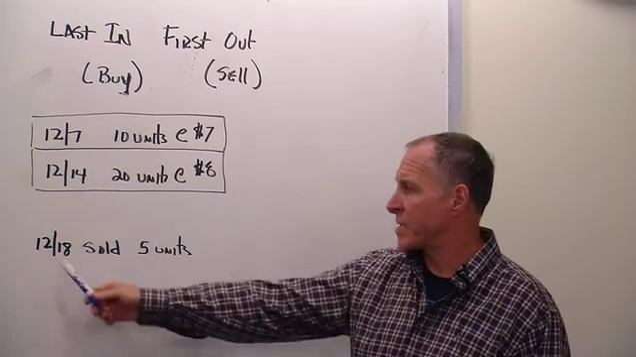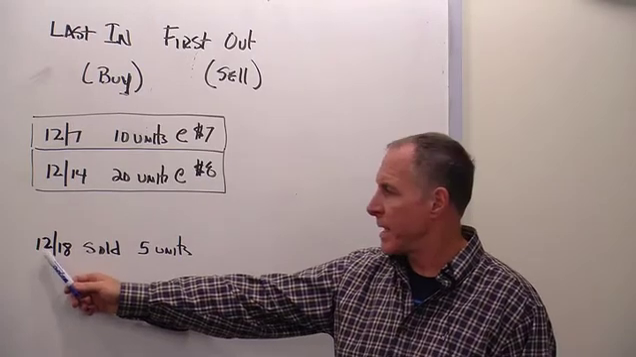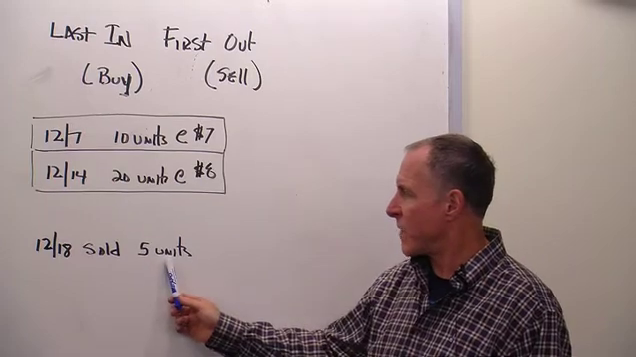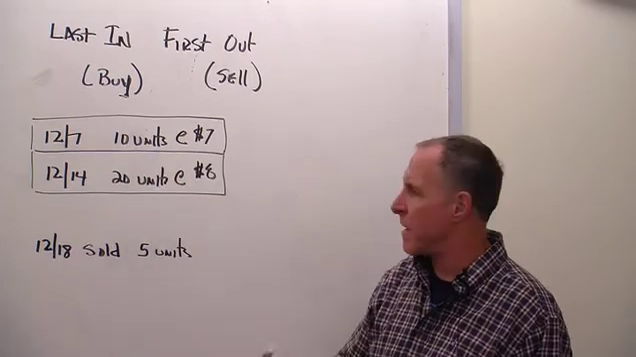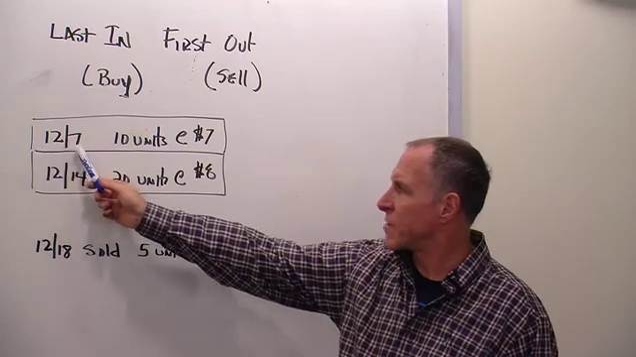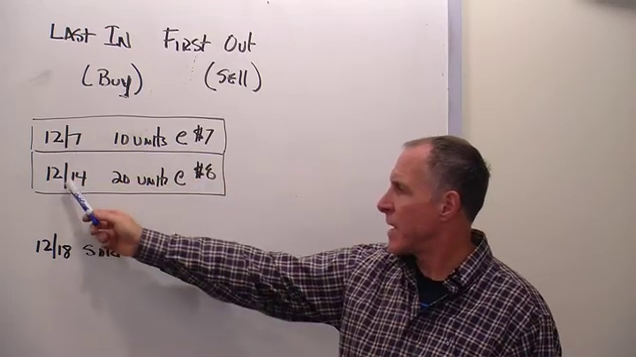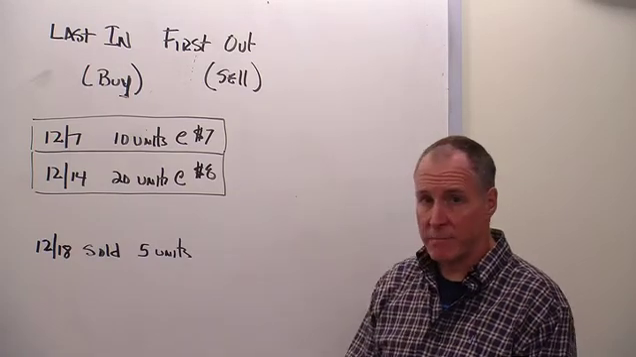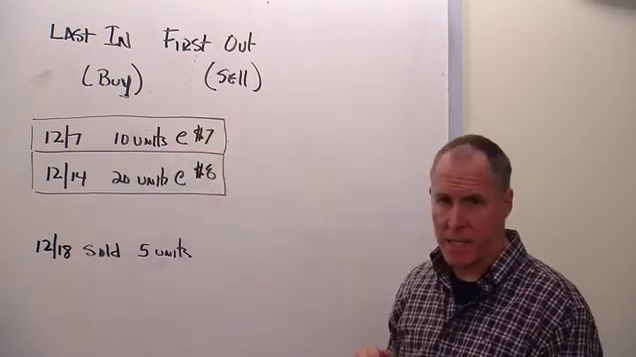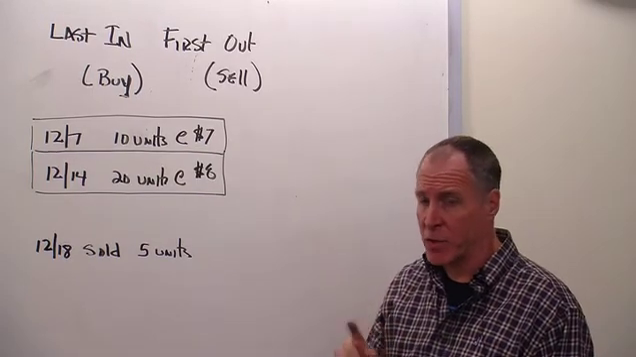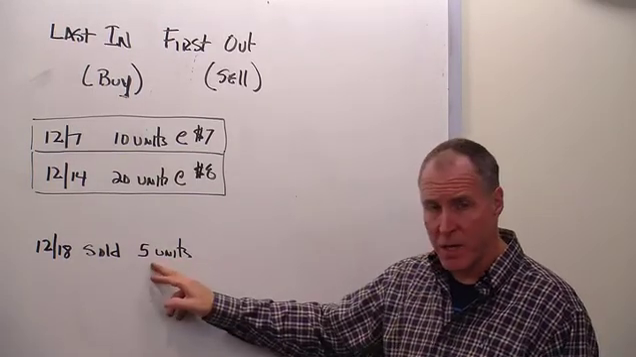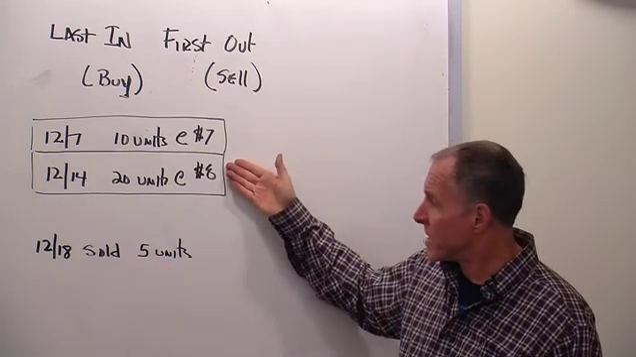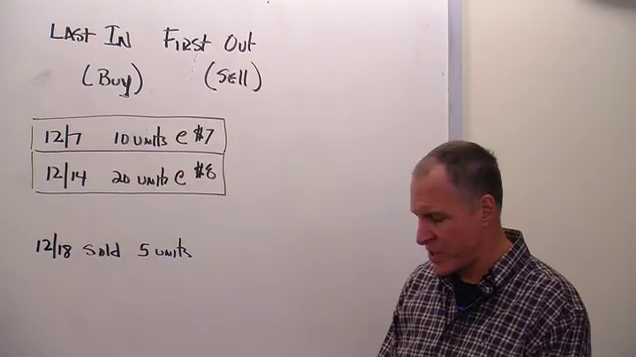So we may have a sale, the first sale in our example is on 12/18. We're going to sell 5 units. When we sell those 5 units, these are the layers that we have. We have the purchase from 12/7, 10 units at $7, and on 12/14, 20 units at $8. Last in. So which are the last goods to come in? Because they are going to be the first goods that we sell. So these 5 units are going to come from the last units that we have purchased. Well, if you can see the dates and the units, very easy.